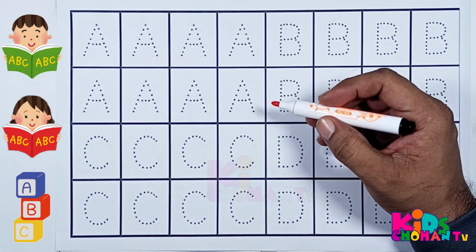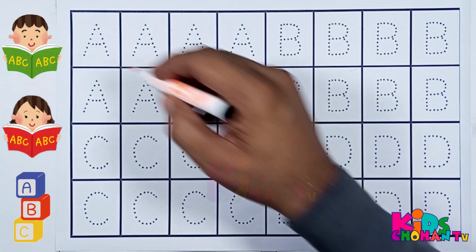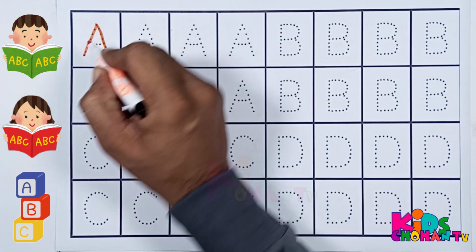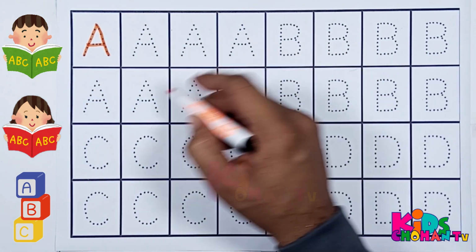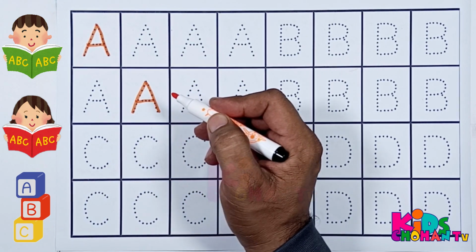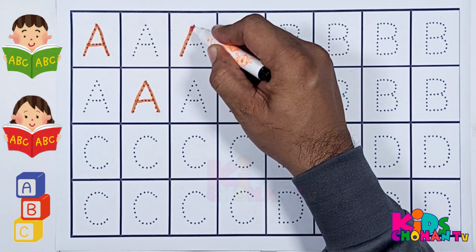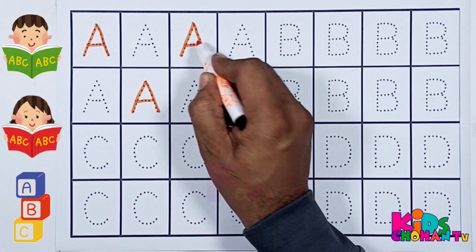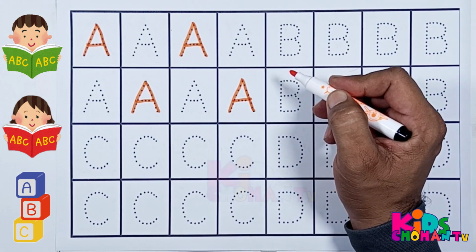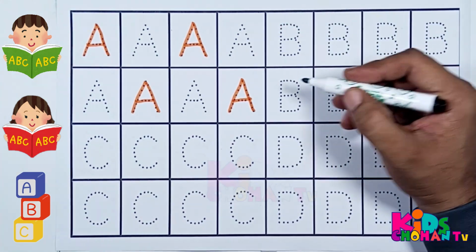Let's start with orange color. A. A for apple. A. A for aunt. Green color.